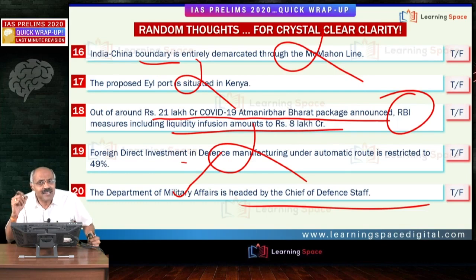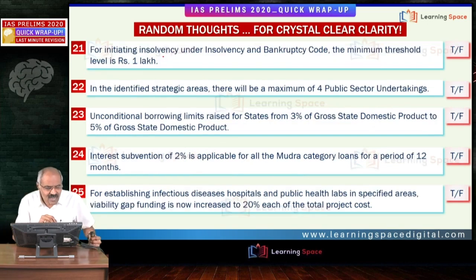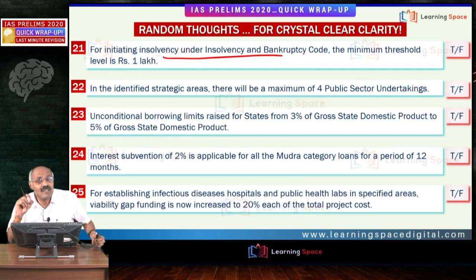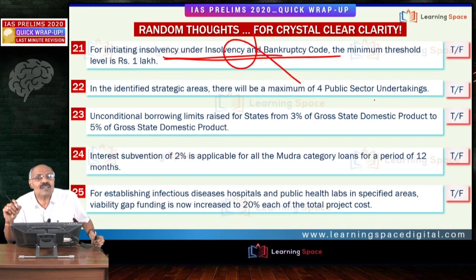Right, friends, under Atmanirbhar Bharat Abhiyan, the government brought several other reforms. In fact, domestic capital procurement is to be increased. Like that, in the defense sector, the government brought several other reforms. For initiating insolvency under the Insolvency and Bankruptcy Code, friends, to protect micro and small enterprises during this COVID-19, the minimum threshold is increased to rupees 1 crore. Previously, it was rupees 1 lakh. But now, subsequent to COVID-19, the government increased the threshold to rupees 1 crore, basically to protect the MSMEs.